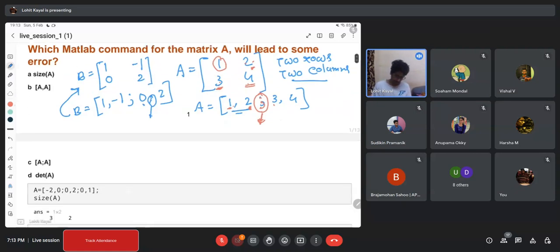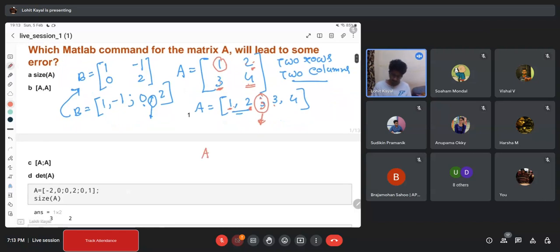Just practice this in MATLAB. Then you will understand it very easily. Just write this kind of thing. Suppose A equal to something like 5, 3, 0, 7, anything you write. It may be 2 cross 2, 2 cross 3, anything.